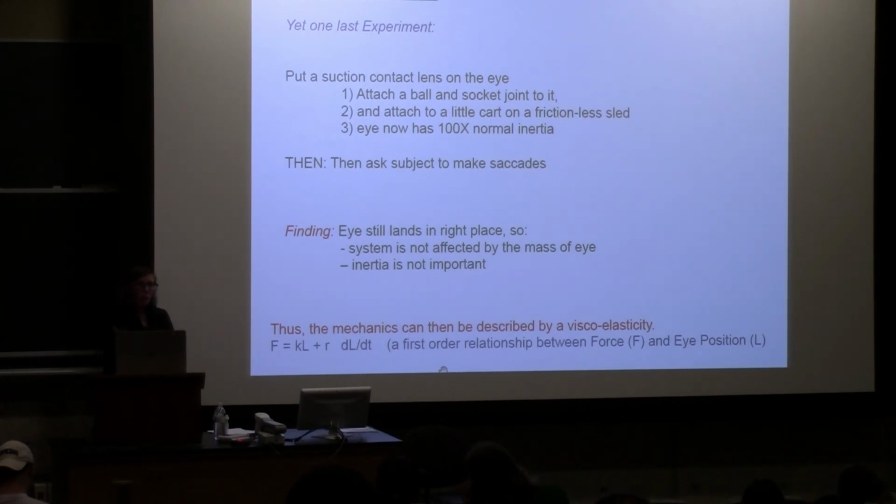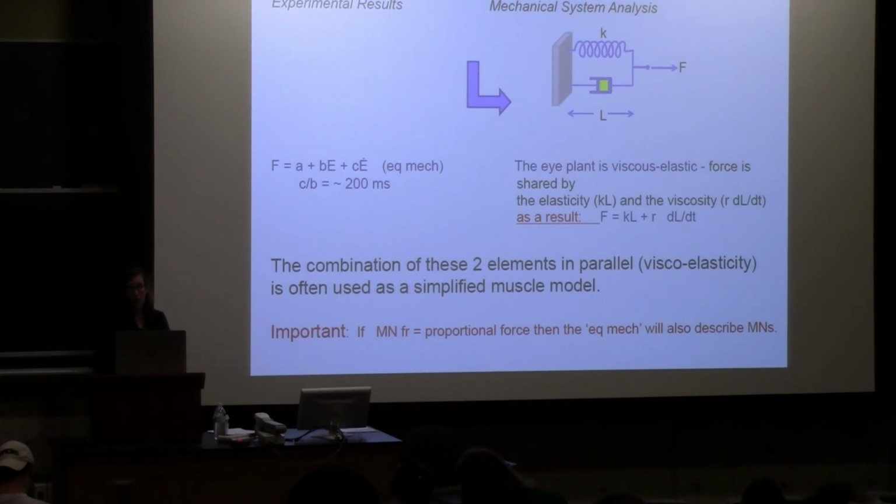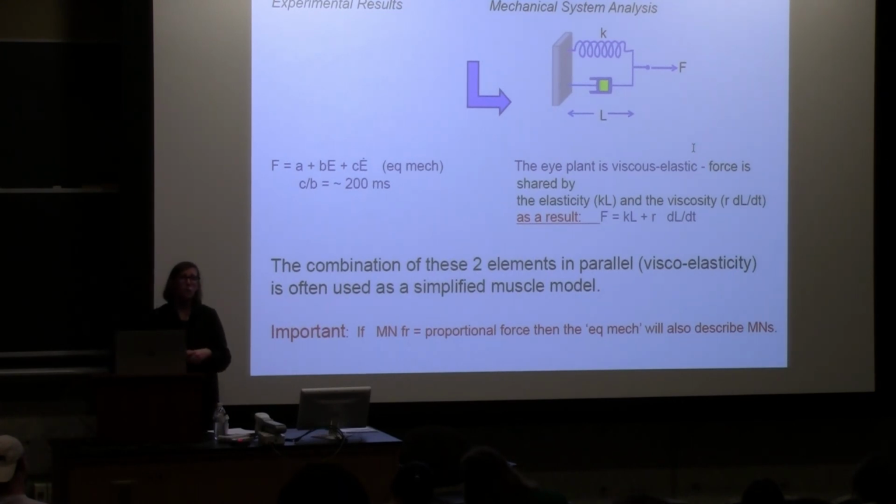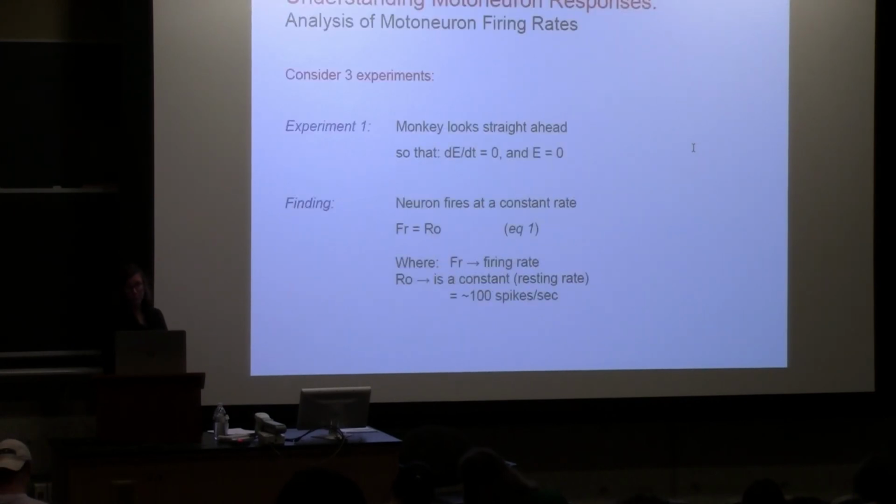So basically that means we can go back to that simple first order equation. We don't have to go up to a second order equation because the inertia is negligible. Okay, so what we can do is think about our mechanical systems analysis. We're back to this very simple muscle model that I put up, where the eye plant is really dominated by its viscoelastic properties, where you have the force shared by the elasticity and the viscosity. So that leads to the question of what actually happens when you record from motor neurons. How do they respond during actual movements?